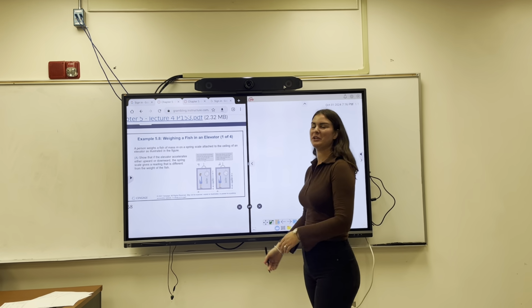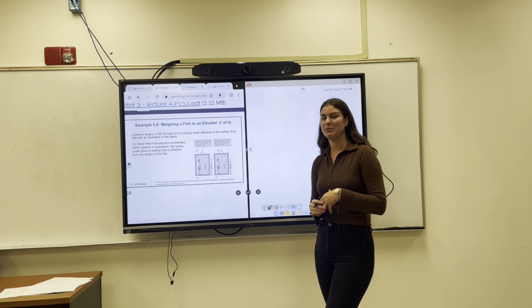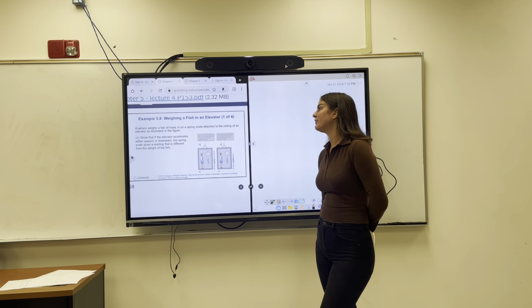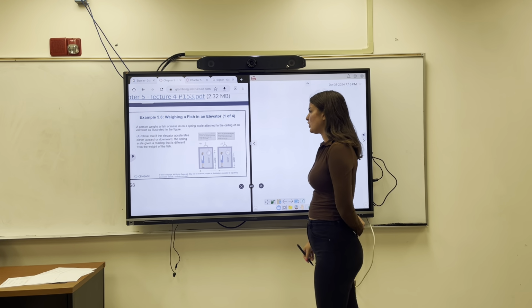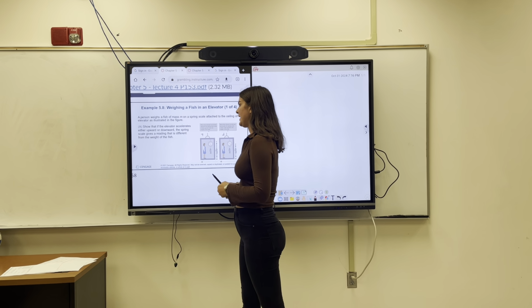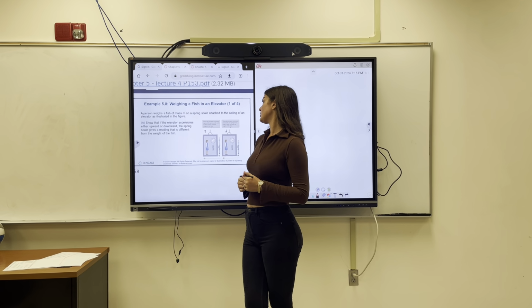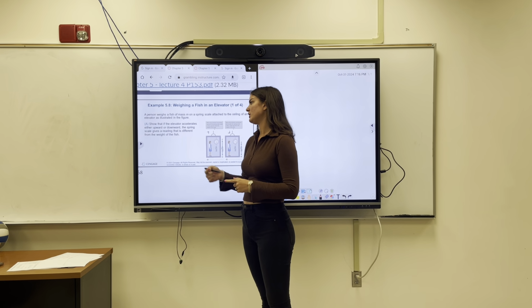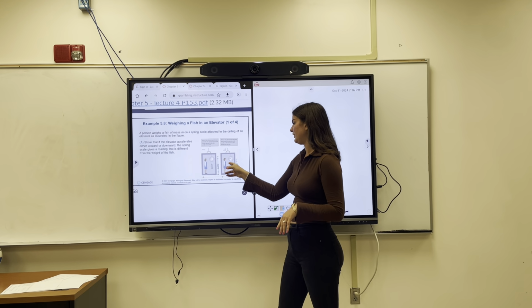Everybody. Today I'm going to try to explain example 5.8, weighing fish in an elevator. A person weighs a fish of mass m on a spring scale attached to the ceiling of an elevator, as illustrated in the figure. We can see here two different figures.